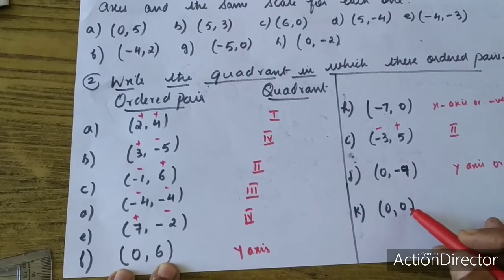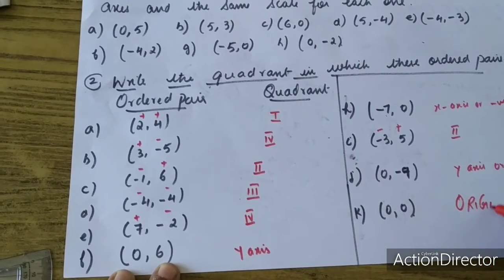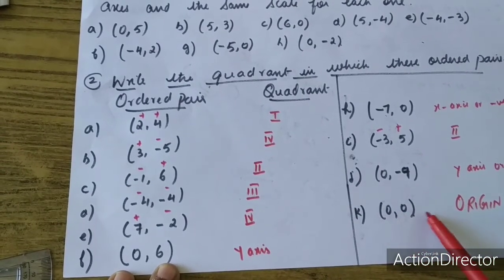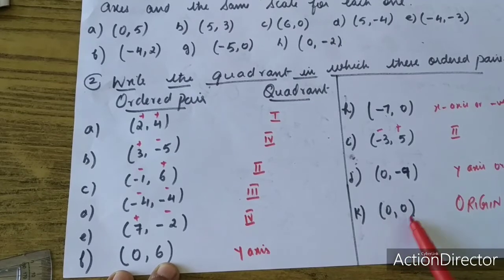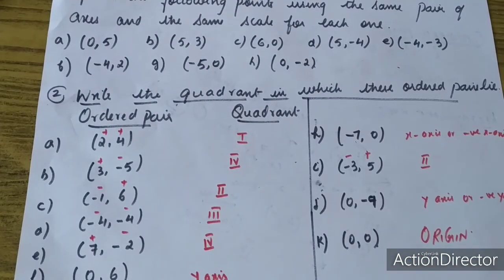Next, 0, 0. Both are zeros, so it is the origin. So the question can also come like this: what are the coordinates of the origin? It is nothing but 0, 0. So in the next video we will see some more examples.